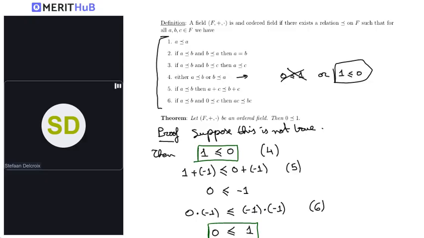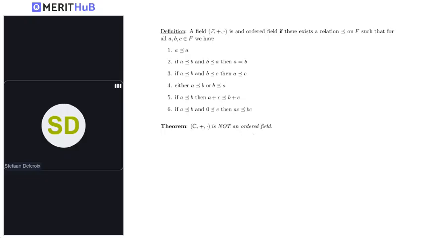And now comes the kicker for tonight. Let's prove that the complex numbers are not an ordered field. That seems a lot harder than proving something is ordered, because in order to show that the complex numbers are not an ordered field, I have to show that no matter what I try, it will not work. And that is typically much harder than just coming up with one way that works. So let's prove that the complex numbers are not an ordered field.